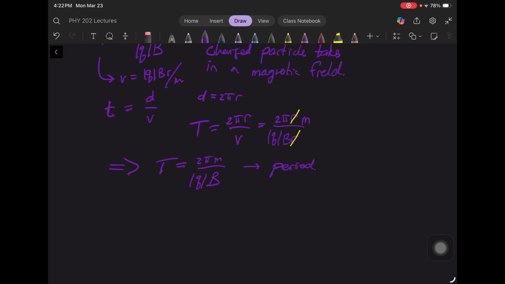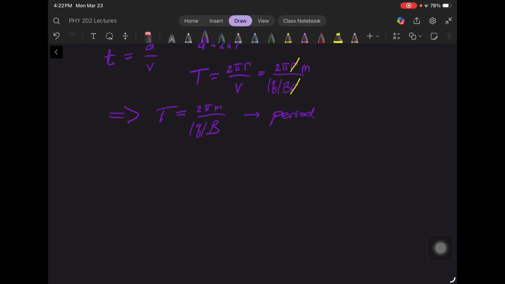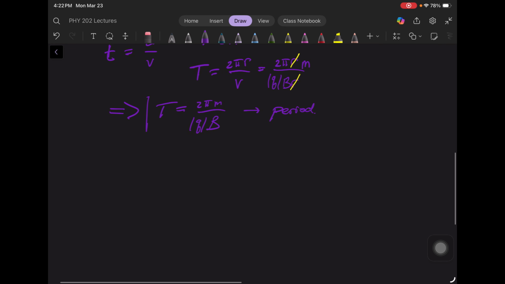And why is that so interesting? Well, the amount of time it takes for the particle to go in a full circle is independent of how fast the particle travels, right? That's extremely counterintuitive, because in general, if I'm going to walk in a circle, how fast I'm going is directly related to how long it takes me to go in that circle. But that's not true for a charged particle in a magnetic field.